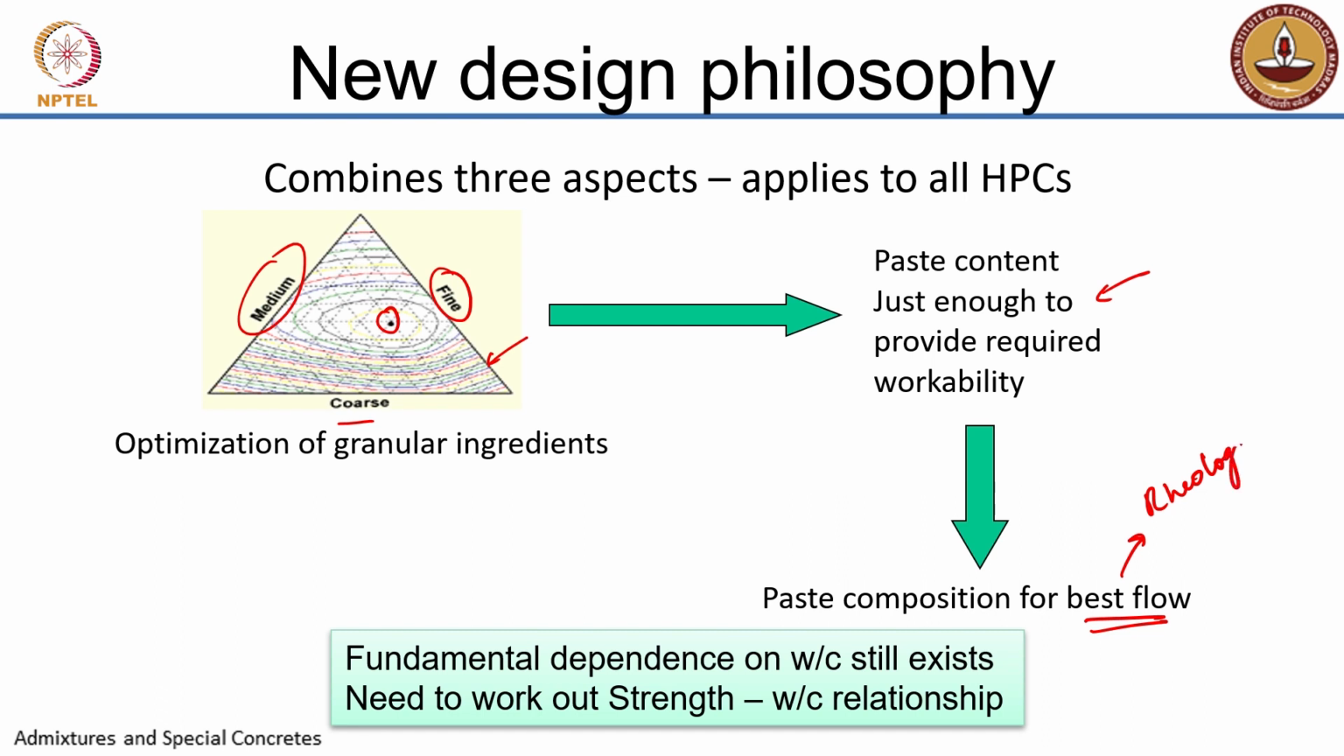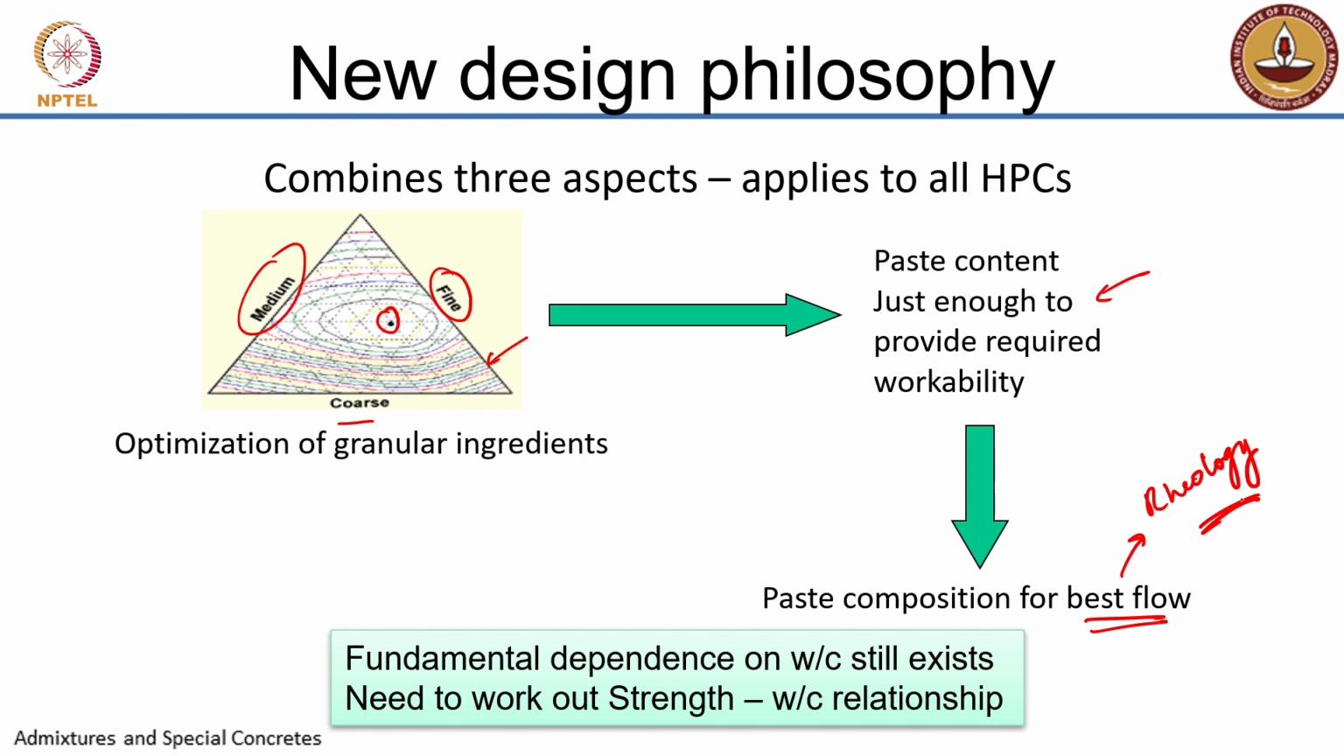Now, the paste itself can be designed for the best flow, and that's by an understanding of the rheology of the paste. And that's what you've looked at earlier as to how we can use rheological parameters to control the characteristics of paste to obtain certain performance parameters. Right? We talked about yield stress, we talked about viscosity, we talked about shear thinning, shear thickening. Those kinds of characteristics are brought in by a suitable design of the cement paste.